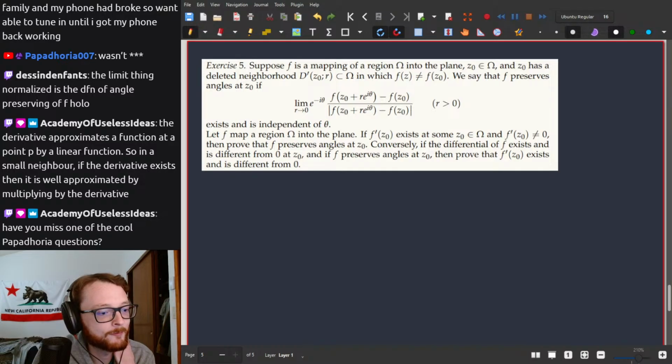The derivative approximates a function at a point P by a linear function. So in a small neighborhood, if the derivative exists, it is well approximated by multiplying by the derivative. Fair? Okay, yeah.